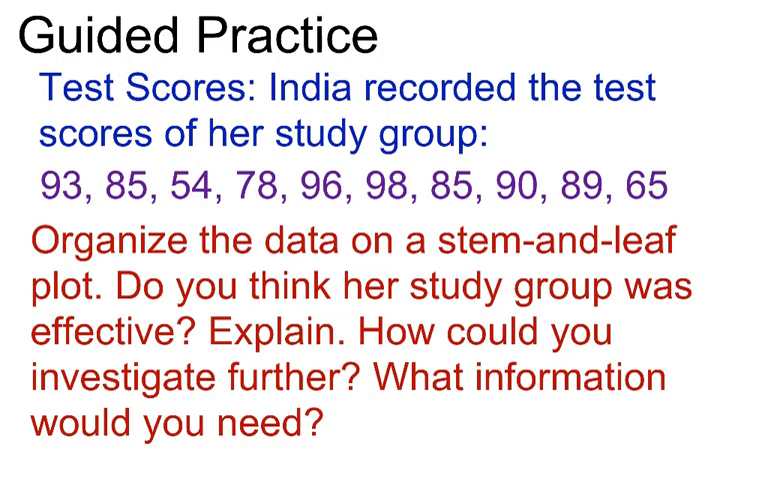So now it's your turn. Look at the guided practice, test scores. India recorded the test scores of her study group. So we have 93%, 85, 54, 78, 96, 98, 85, 90, 89, and 65. Organize the data on a stem and leaf plot. Do you think her study group was effective? Explain. How could you investigate further? What information would you need?